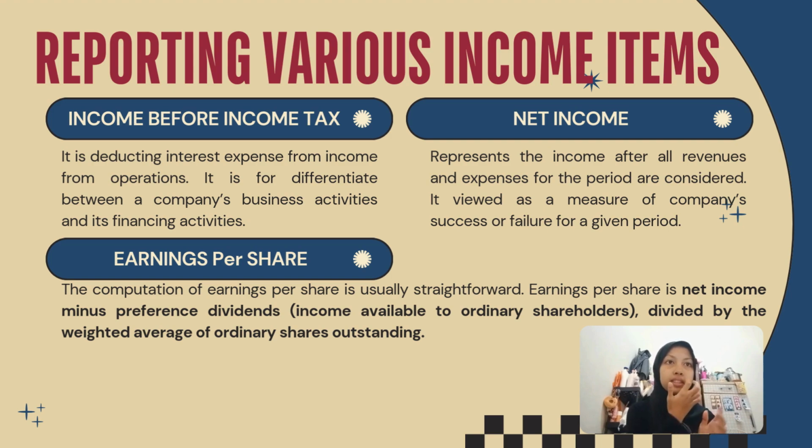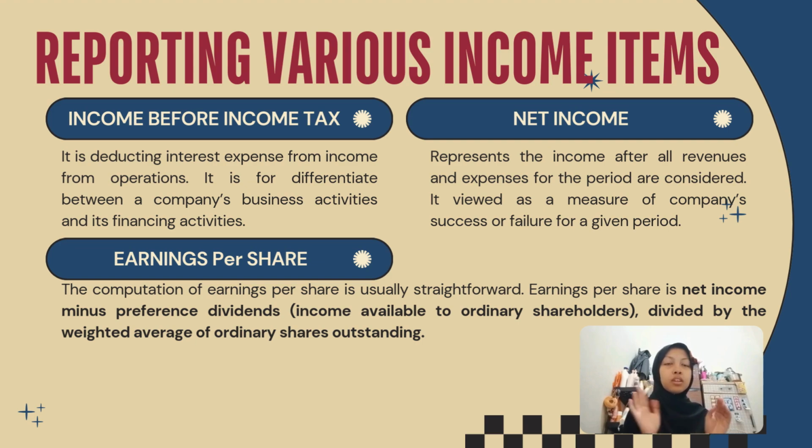And the fourth one is net income. It represents the income after all revenue and expense for the period are considered. It is viewed as a measure of a company's success or failure for the given period. The income tax is reported before the net income because this expense cannot be computed until all revenue and expense are determined. So after all of the revenue and expense, there is a net income.